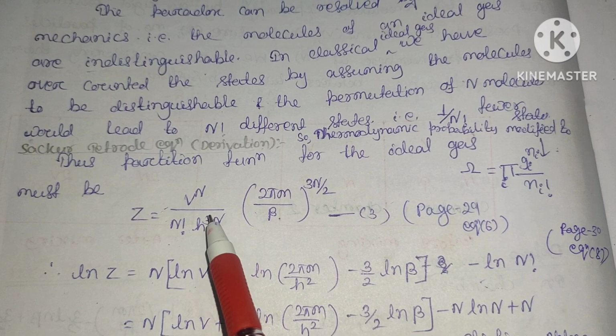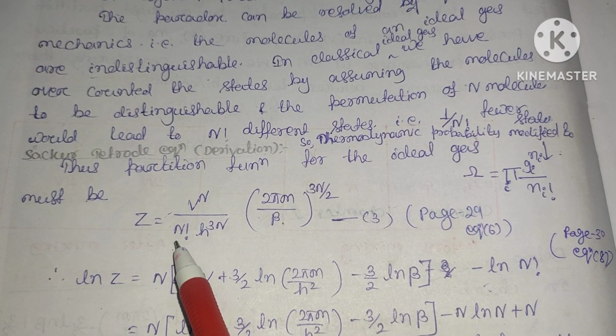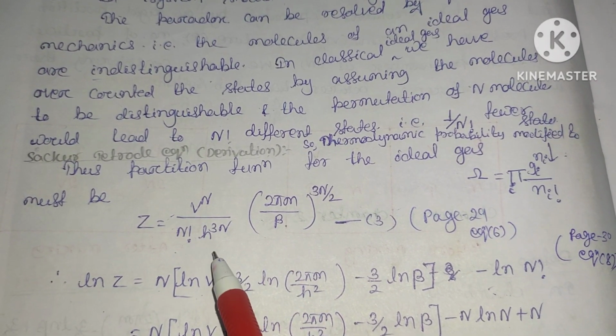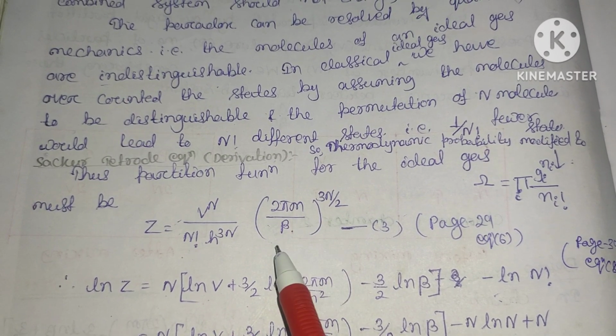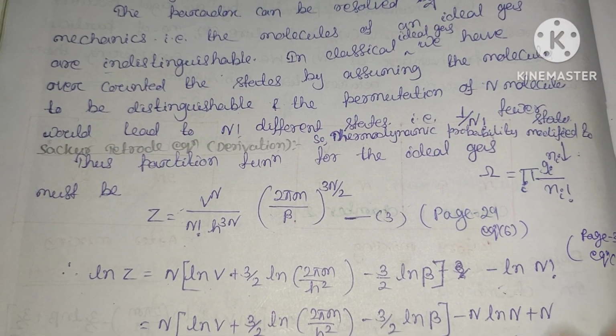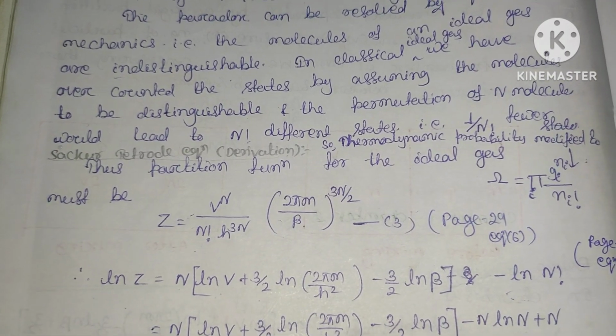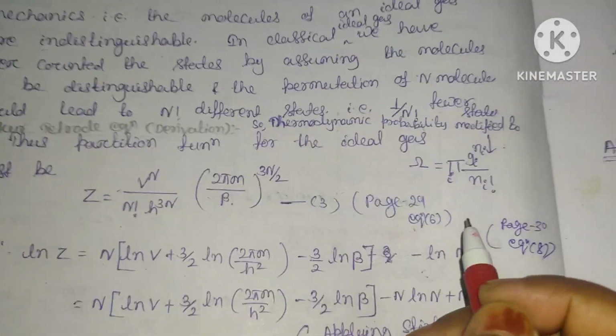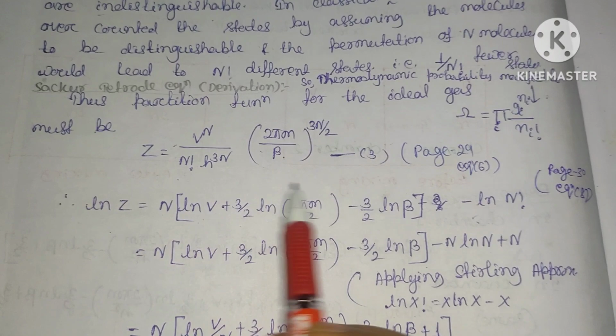First of all, this is V power N divided by N factorial h power 3N, times 2 pi m by beta, whole power 3N by 2. Here we have already calculated this partition function. You can see the previous lecture. So Z is equal to this much.